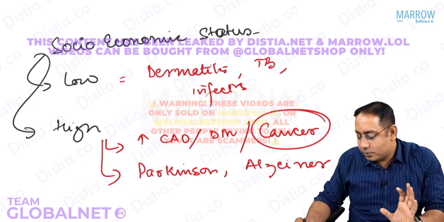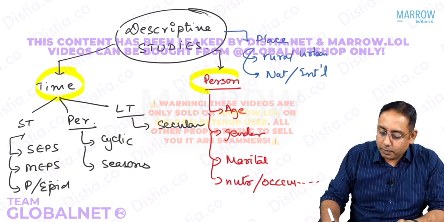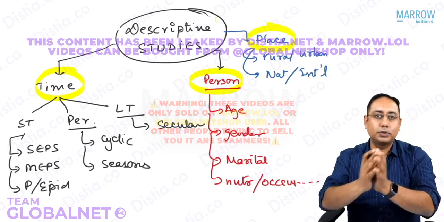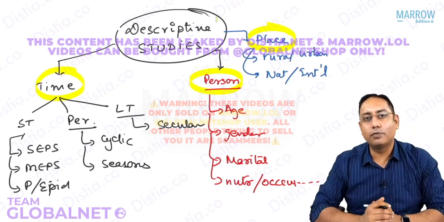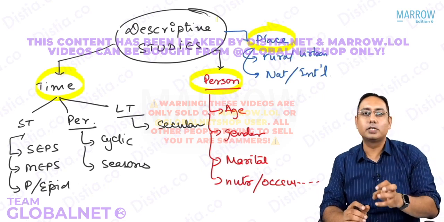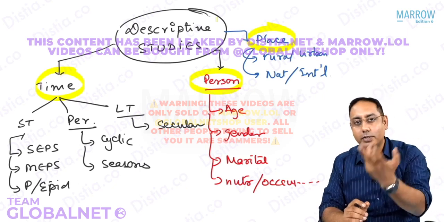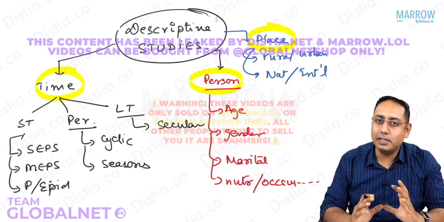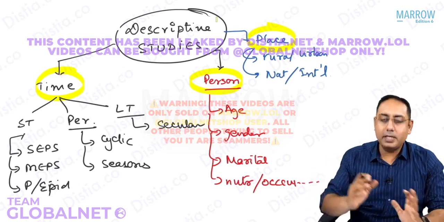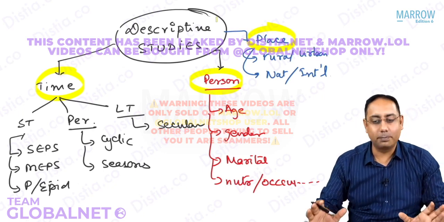So, beta, just to summarize what you have done: you have talked about the time distribution, and the person and the place distribution. In time distribution, we talked about short-term fluctuation, long-term fluctuation, and periodic fluctuation. Short-term fluctuation was further classified into single exposure point source, SEPS, or multiple exposure point source, MEPS, or propagated epidemic. The periodic fluctuations were of two types: cyclic distribution or seasonal distribution. The long-term distribution is nothing but the secular trend. Talking about person distribution, there could be age, gender, and so on. And place distribution was rural or urban. So this is a very quick summary of what you learned in descriptive epidemiology.